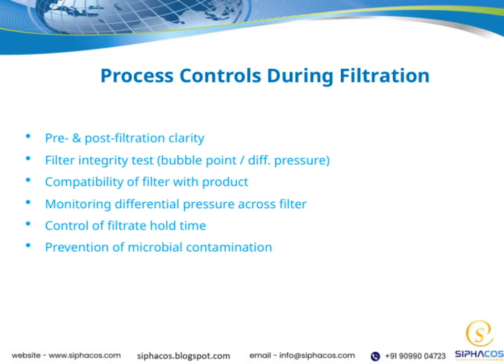Let's now look at some key process controls during filtration to ensure the highest quality results. First, pre- and post-filtration clarity are essential. They help us verify that the fluid is clear before starting filtration and that the final product meets clarity standards afterward. Next, conducting a filter integrity test, such as the bubble point or differential pressure test, is critical to confirm that the filter is properly sealed and functioning effectively.